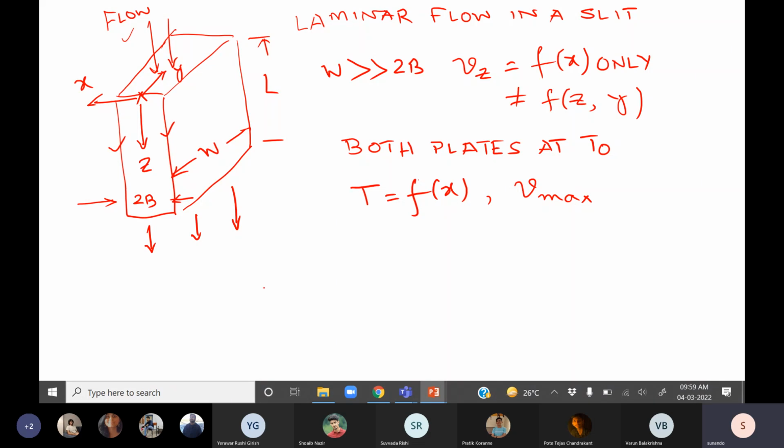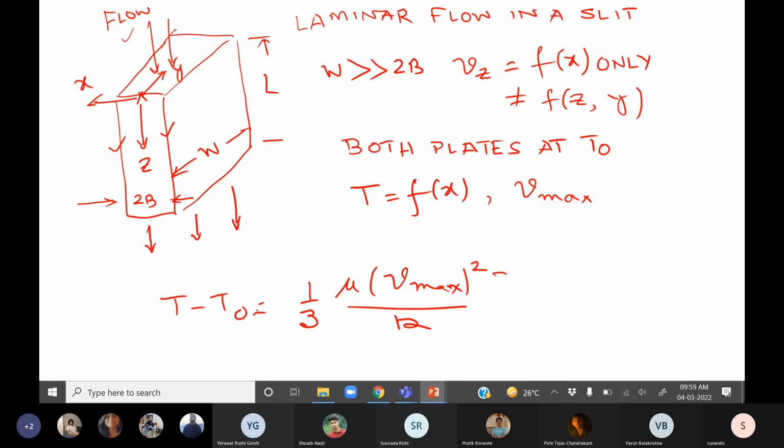So I'll provide the final answer to you to practice on. T minus T0 would be equal to 1/3 mu Vmax squared by K times 1 minus X by B to the power 4. So this should be the answer to the problem. Is the description of the problem clear to you, or do you have any question on this?